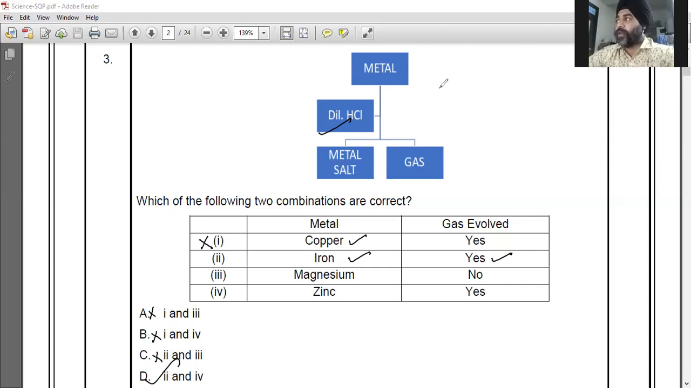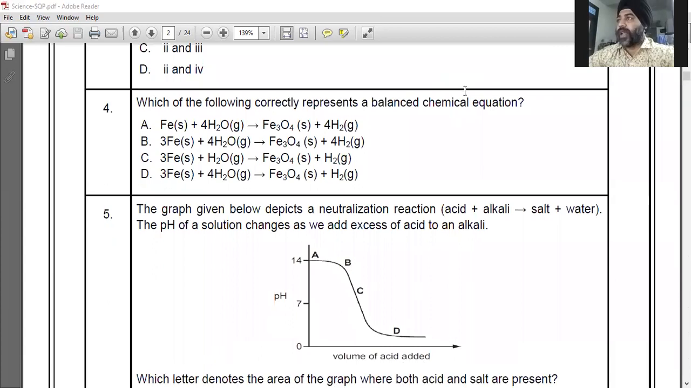Okay. So this is the question from the chemistry part. Now next, question number 4: which of the following correctly represents a balanced chemical equation? All of you know about balancing of equations, how to find out whether the equation is balanced or not. If you see the first option, option A, here Fe is only 1 and toward this side Fe is 3. So it means this chemical equation is not balanced.